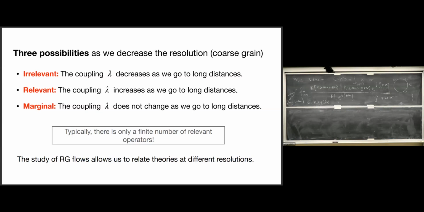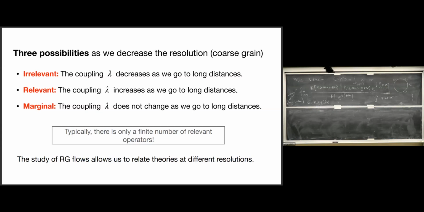Now, a most useful observation of quantum field theory is that typically you have only a finite number of relevant operators. And therefore, if you study what happens to them upon coarse graining of your system, you can make predictions for the theory in the infrared. And therefore, you can relate microscopic descriptions of physical theory to the macroscopic picture.